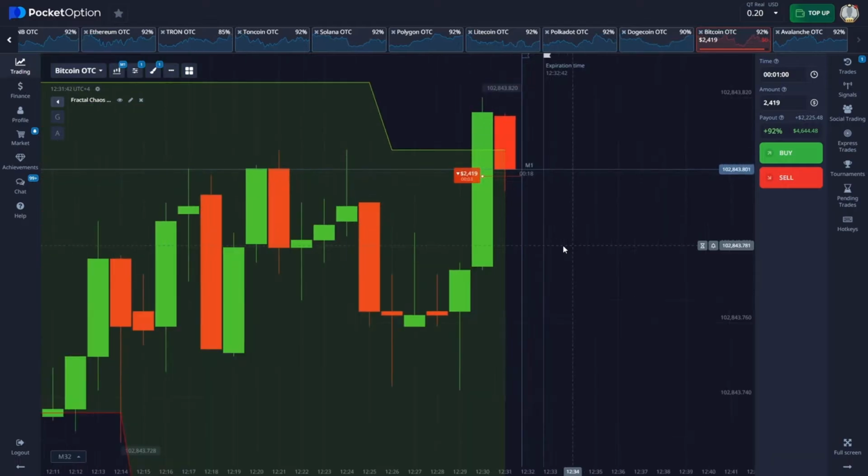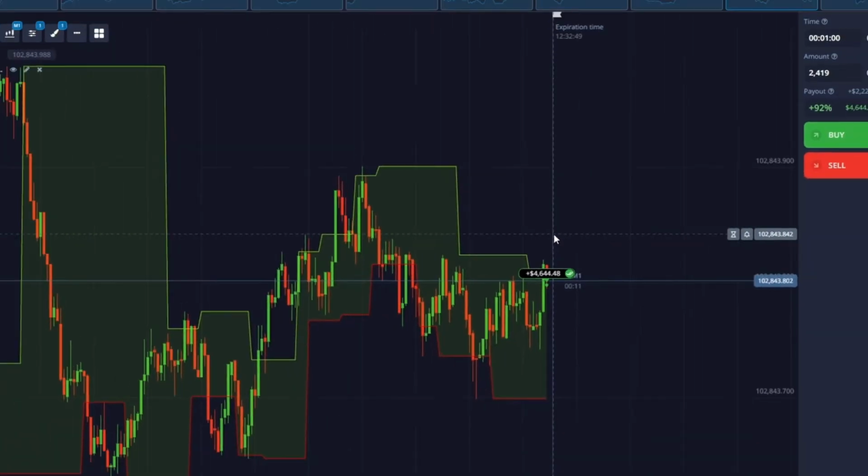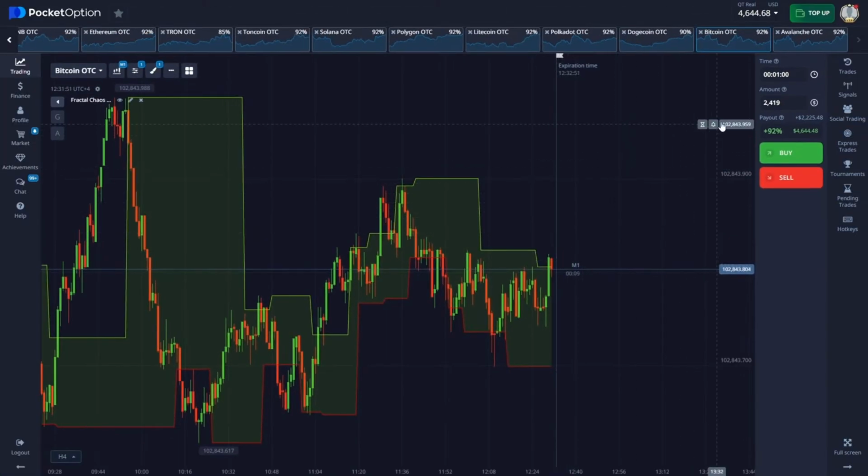Only a few seconds left and this looks like a risky one, but I won it. I won in the last second. Now my balance has turned into $4,644. This was a risky trade, but I won it. Let's find a trade for $4,644.